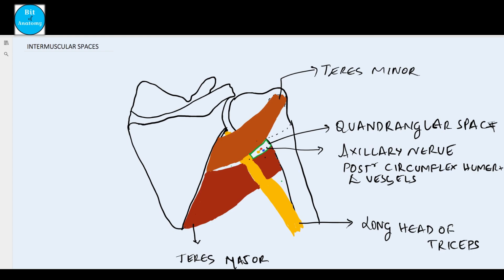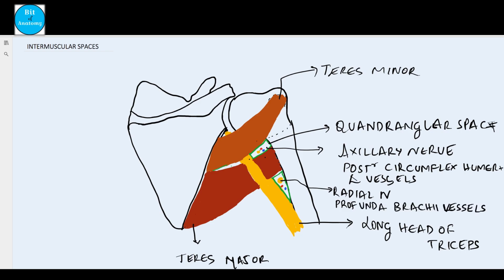If you see the next space, which has 3 borders, it is a triangular space, bounded superiorly by the teres major, medially by the long head of triceps and laterally by the shaft. This is the triangular space or lower triangular space. A nerve and blood vessels pass through this space. It is one of the largest nerves in this region, the radial nerve, which passes through the triangular space and enters the spiral groove. And the blood vessels present here are the profunda brachii vessels.